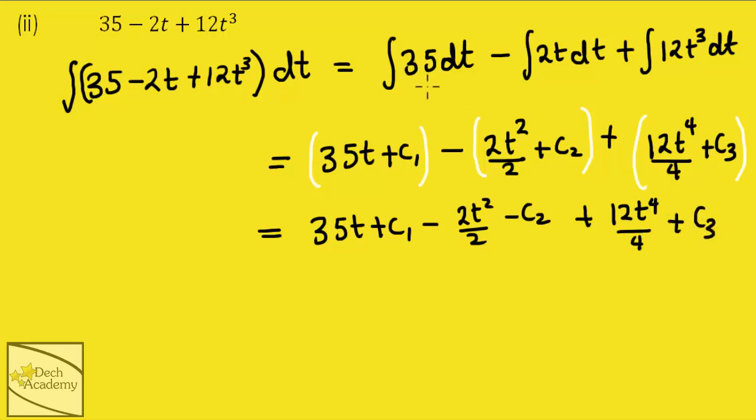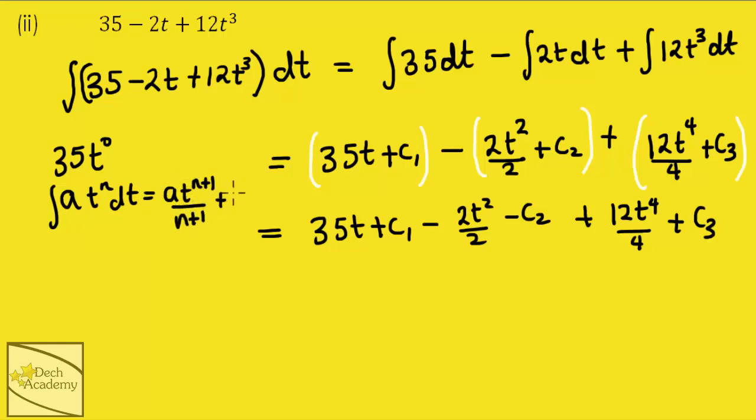So just in case anyone's still confused, 35 is the same thing as 35 times t to the 0. Anything to the 0 is 1. So we have something of the form at to the n. And integrating such an expression with respect to t gives at to the n plus 1 divided by n plus 1 plus an arbitrary constant. So integrating 35t to the 0 with respect to t gives 35 times t to the 0 plus 1, which is 1, divided by 1 plus an arbitrary constant. So that's how this was obtained. 35t to the 1 divided by 1 is 35t.